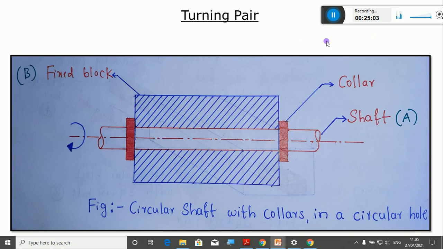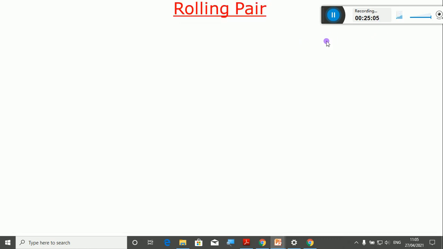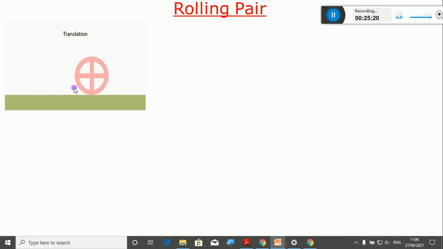I'll go to the next one, that is a rolling pair. Let's consider a wheel. This is having a rolling motion. It means it is having a combination of a translatory motion, as this wheel is moving in a forward direction, as well as rotating about its own axis. You can see the wheel is having both rotary motion as well as moving in a forward direction with respect to the earth.